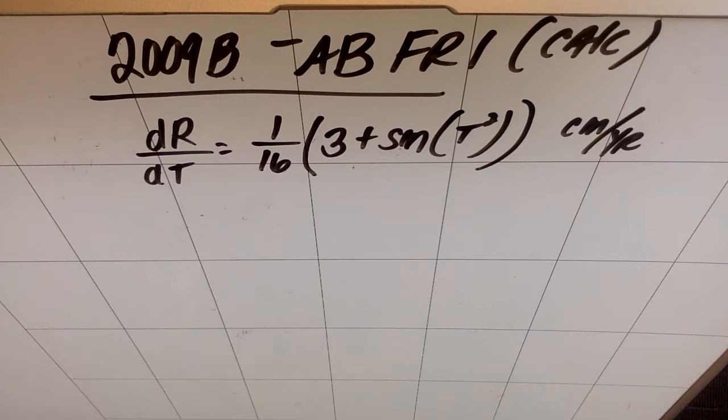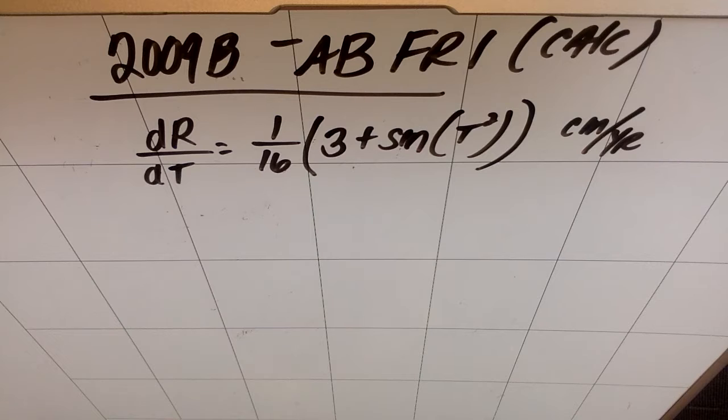At a certain height, a tree trunk has a circular cross section. The radius r of t of that cross section grows at a rate modeled by the function dr/dt equals 1/16 times the quantity 3 plus sine t squared in centimeters per year, for t from 0 to 3, where time is measured in years. At time t equals 0, the radius is 6 centimeters. The area of the cross section at time t is denoted by A of t.